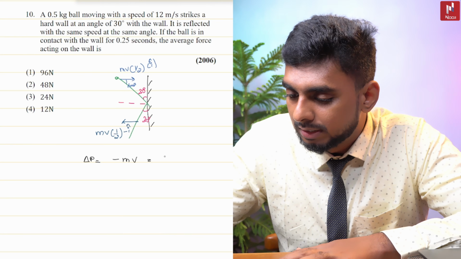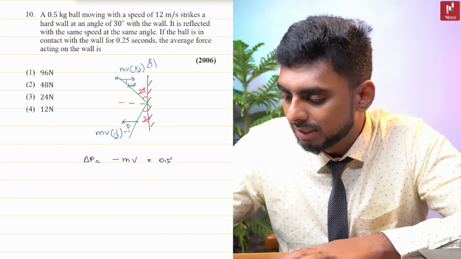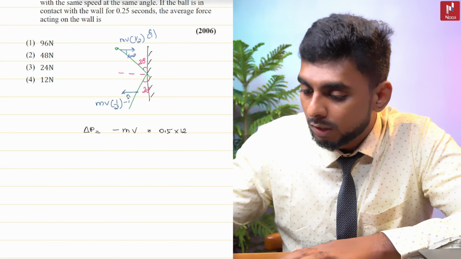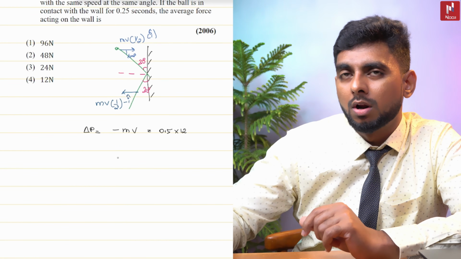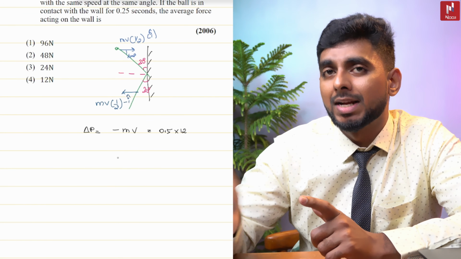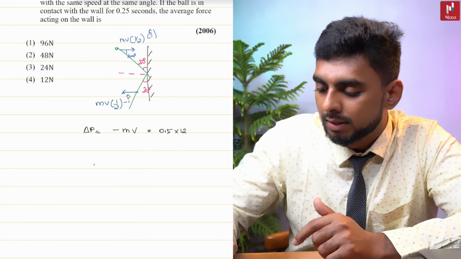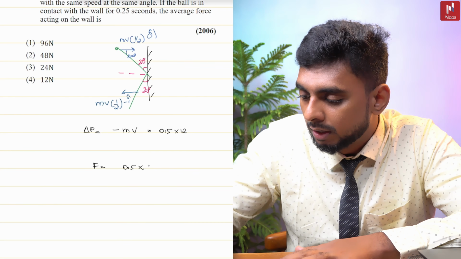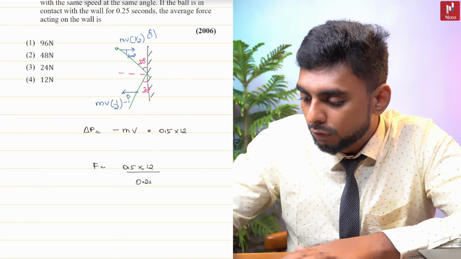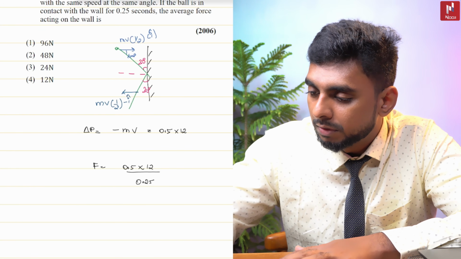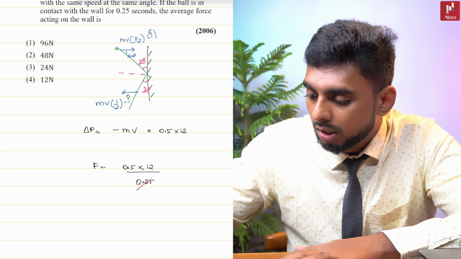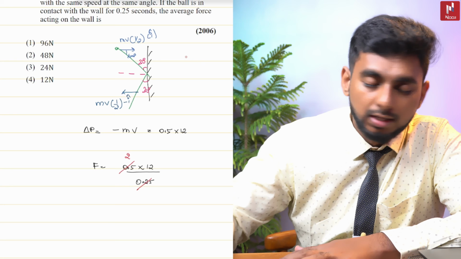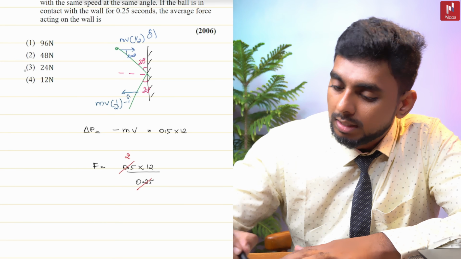Just put in the mass and then the velocity. The mass will be 0.5. Do not worry about the signs, just leave it as 0.5 into 12. So that will give me the change in momentum. What I need to find is the average force acting on the wall or ball. Both those will be in opposite directions, but with the same magnitude. So force will be equal to change in momentum divided by the time interval. So it will be 0.5 into 12 divided by 0.25. When 0.25 and 0.5 get cancelled out, you'll have 2 in the numerator. So 2 into 12 is 24 Newton. So the answer here is option 3, which is 24 Newton.